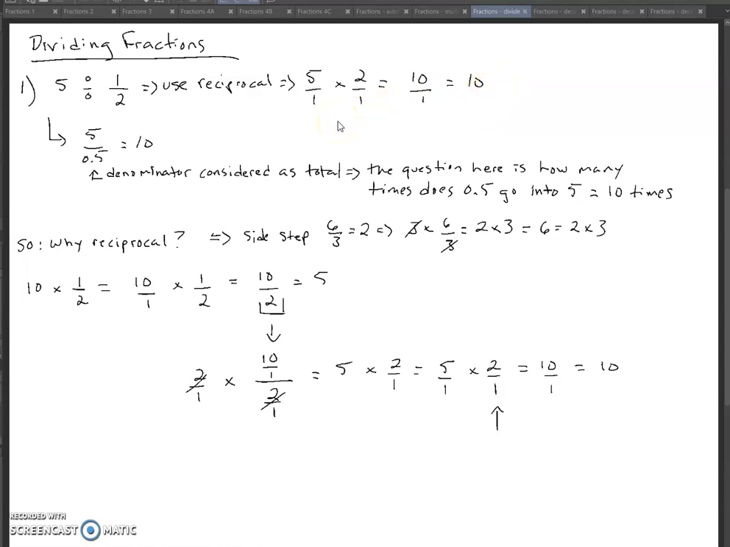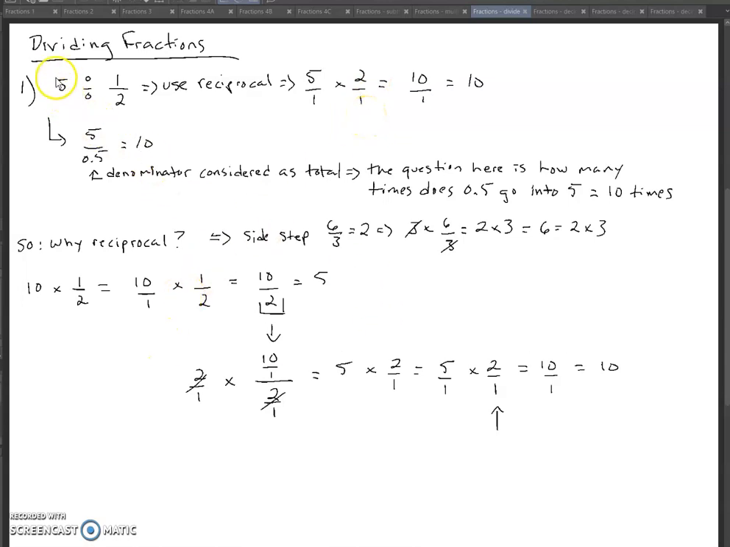If we think of this in terms of a decimal, 0.5, the question is somewhere right here, or like it's written here, how many times does 0.5 go into 5? And the answer is 10. So why do we use the reciprocal is sort of the question.